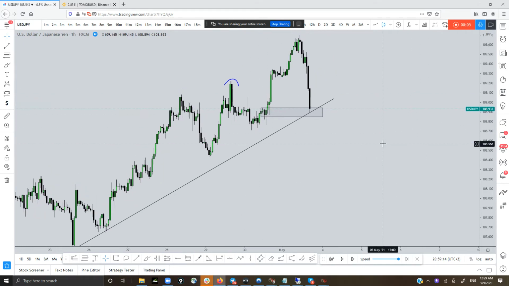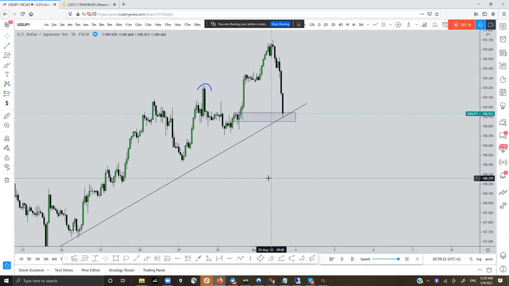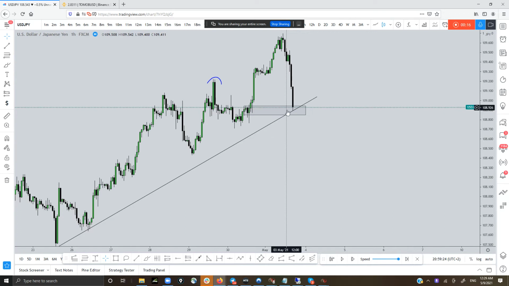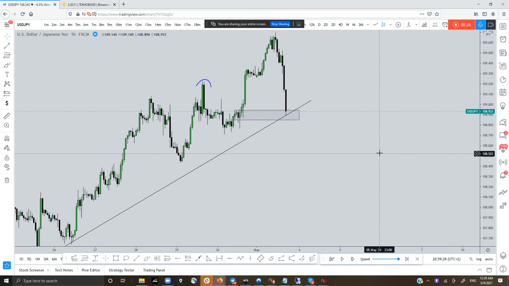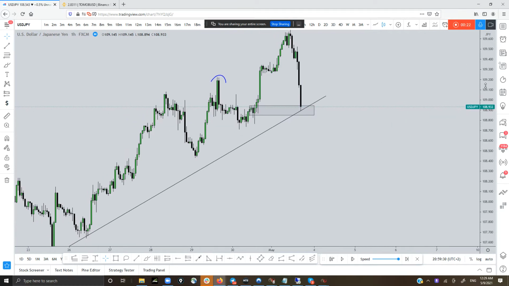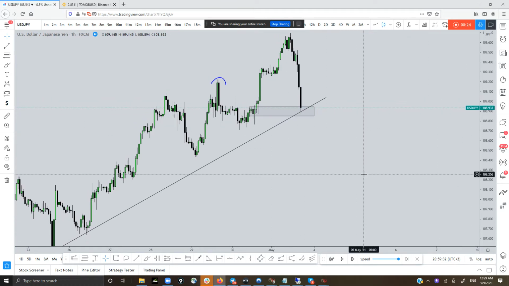Today I'm going to show you another order flow setup which we took in my signal group, a USDJPY trade. Last week we bought USDJPY from this place. I'm going to explain what we saw on order flow and why we bought from this area.